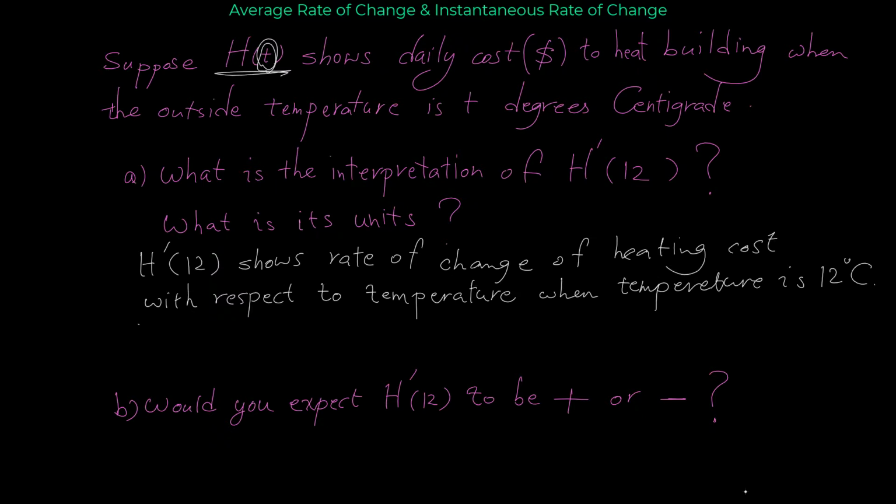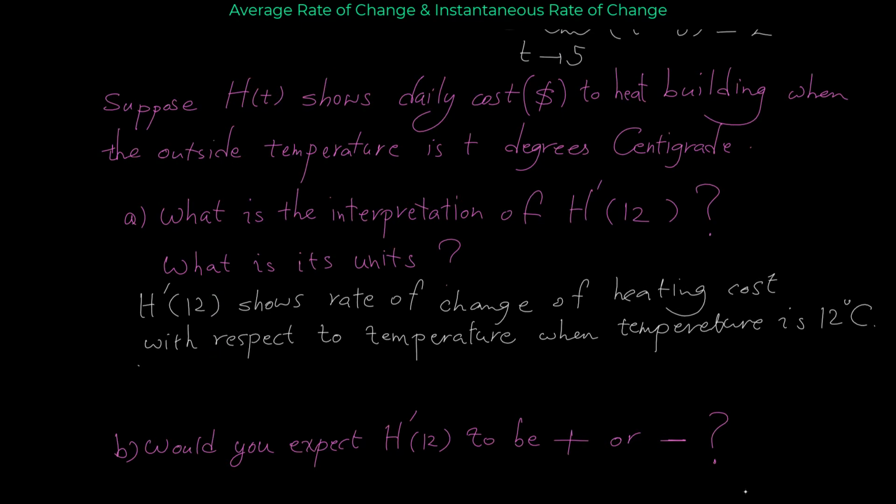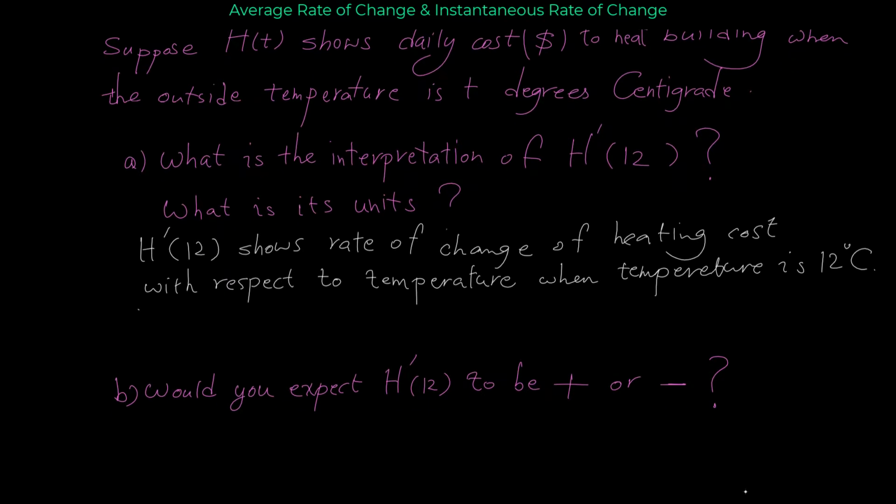In the next part, we are asked what is its units. What is the unit of h prime of t? First, let's see what was the unit of h of t. The unit of h of t is $. Derivative, or rate of change, the unit for h prime of 12 or h prime of t would be $ per degree centigrade. Why the unit is this? Let me explain it to you. You don't need to memorize anything.